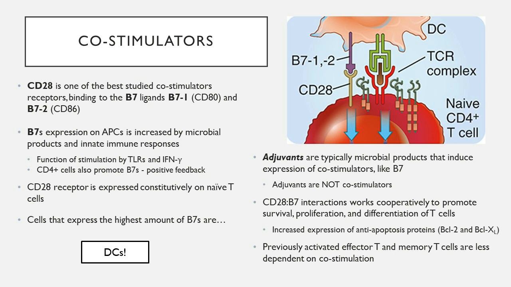Now, CD28 is one of the best studied co-stimulator receptors, and it binds to the ligands in the B7 family. It used to be thought that B7 was a single ligand. We now know that there are two very structurally similar ligands called B7-1 and B7-2. Now, the first thing I want you to take note of is where CD28 is and where the B7 ligands are. CD28 is a receptor, so I like to think that it has downstream signaling processes like receptors do. Ligands tend to not do that.